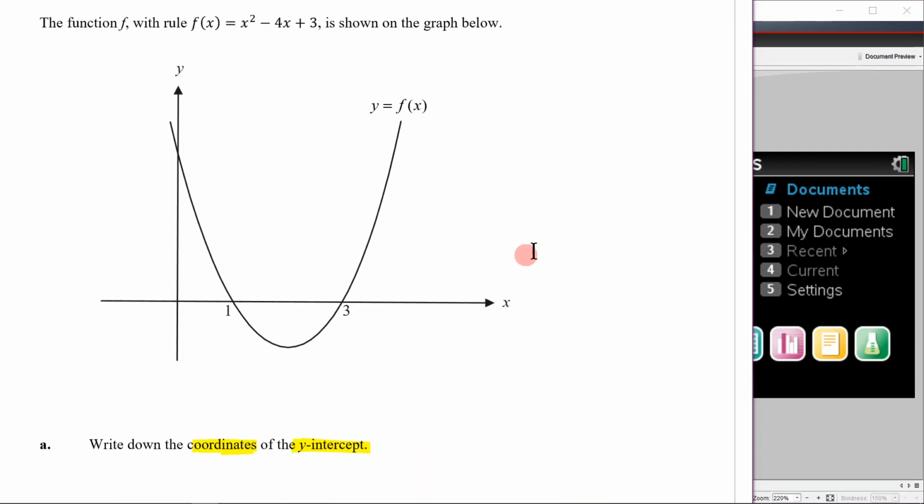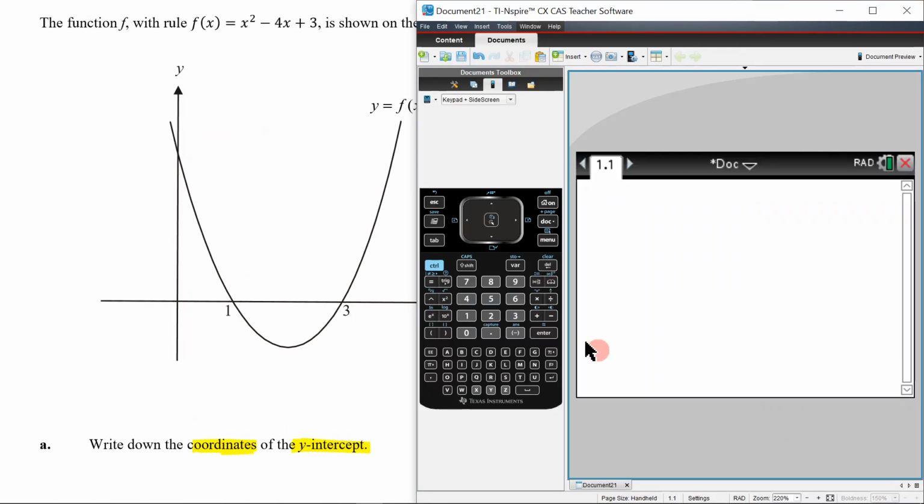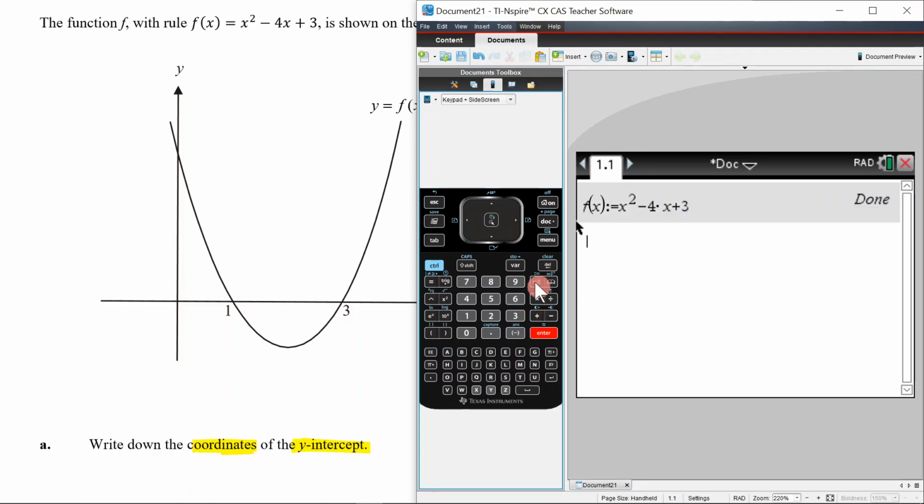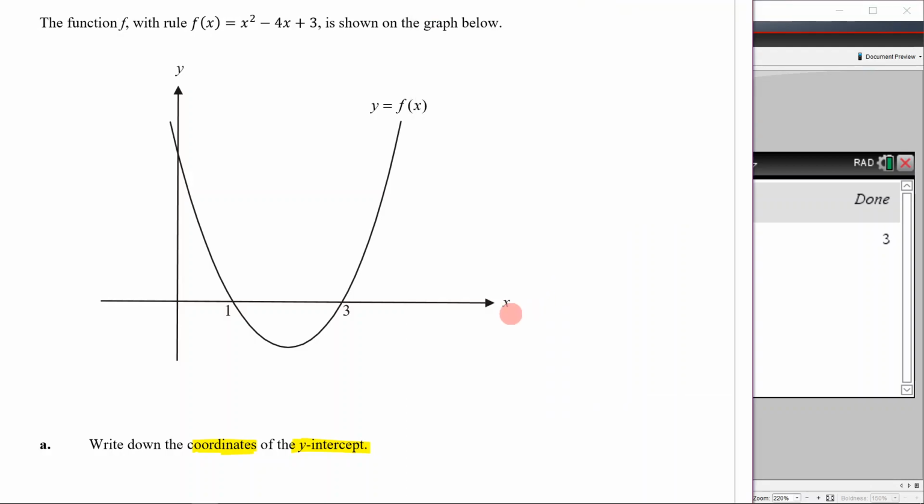So what we're going to do is come to our CAS, and we're just going to begin by defining our function. So I'm going to go f of x, and then control this button, x squared minus 4x plus 3, like that. Then the next thing I'm going to do, well, what's the easiest way to find my y-intercept? It's to let x equal 0. So I could go f of 0, which is 3. And just like that, I found my answer.